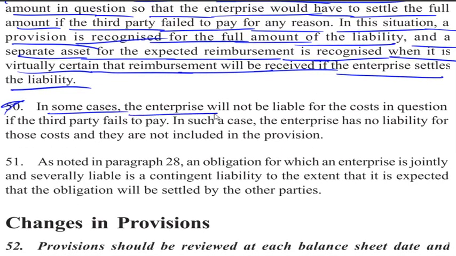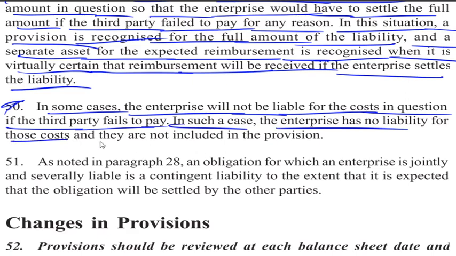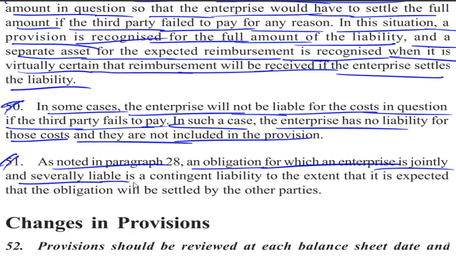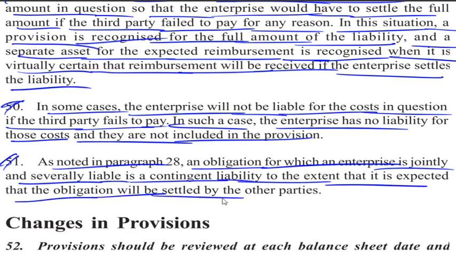In some cases, enterprise will not be liable for cost in question if third party fails to pay. In such cases, the enterprise has no liability for those costs. They are not included in provision. As noted in para 28, an obligation for which enterprise is jointly and severally liable is a contingent liability to the extent that it is expected that the obligation will be settled by other parties.